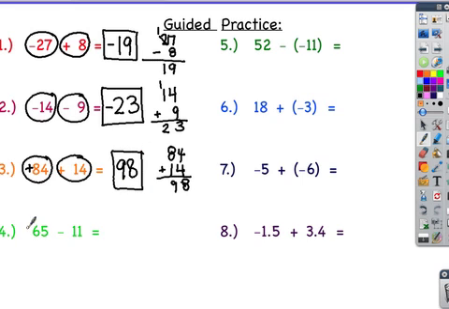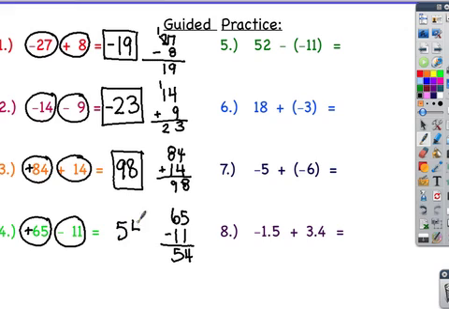Number 4, we have positive 65 and negative 11. They have different signs, so I subtract and take the sign of the higher number. Since the higher number is positive, we have our final answer of 54. Now numbers 1 through 4 are really straightforward with the rap. Do they have the same sign or different signs? And we go from there.